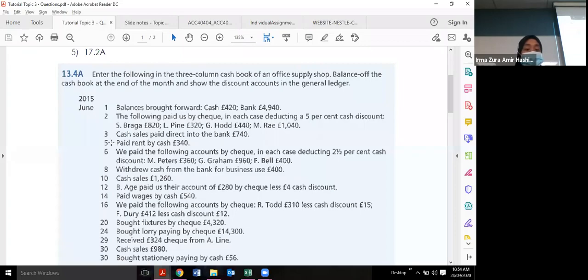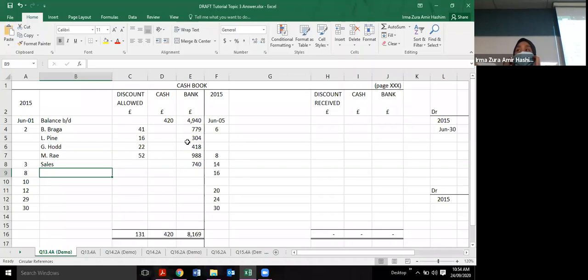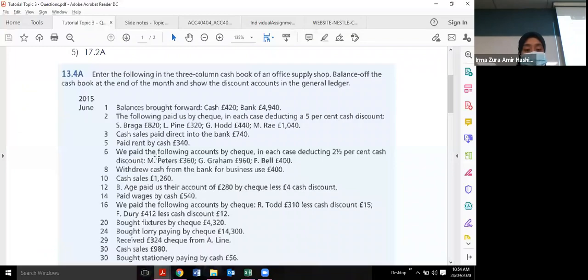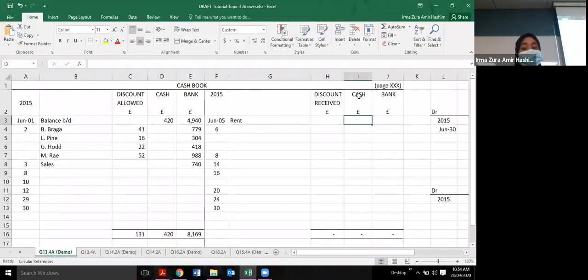Okay, and then 5th June, paid rent by cash. So you paid rent by cash, so cash will reduce. So the cash, you will record it on the credit side here. So the contra account will be rent. How much? 340. So under cash account, so 340.